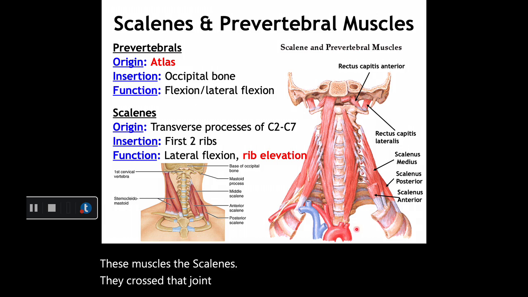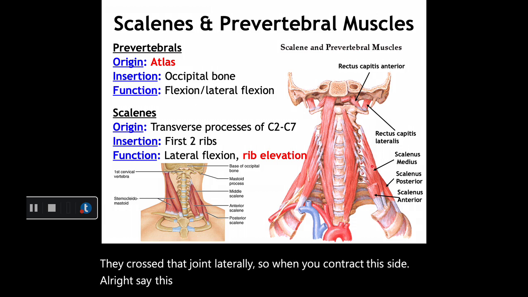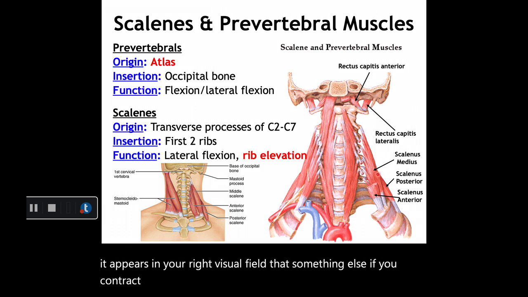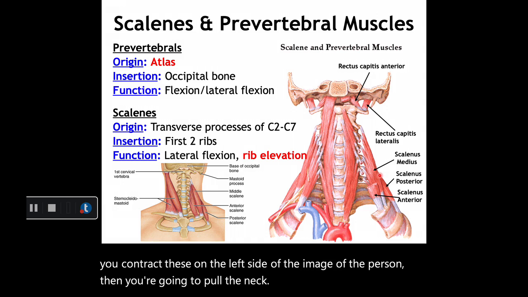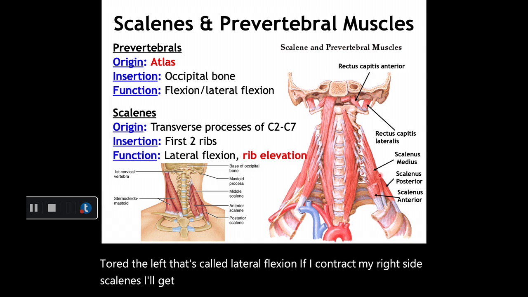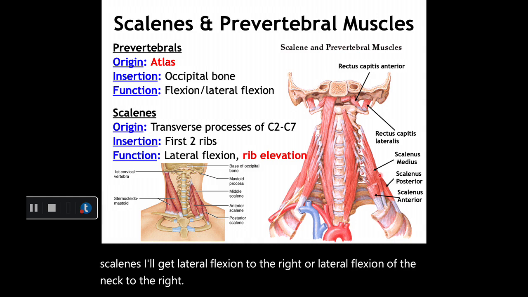So when you contract this side, right? Say this is the left side of this image, even though it appears in your right visual field. That's something else. If you contract these on the left side of the image of the person, then you're going to pull the neck towards the left. That's called lateral flexion. If I contract my right side scalenes, I'll get lateral flexion to the right, or lateral flexion of the neck to the right. Right lateral flexion.